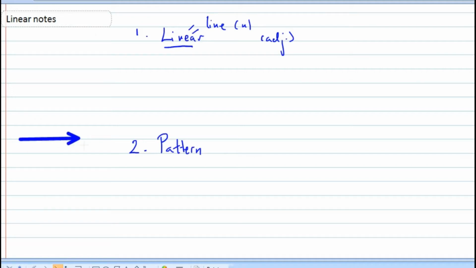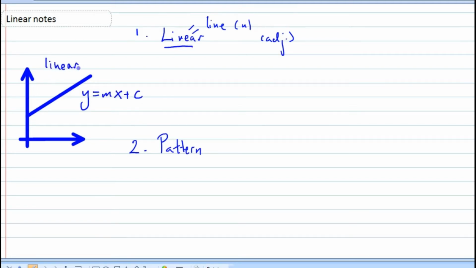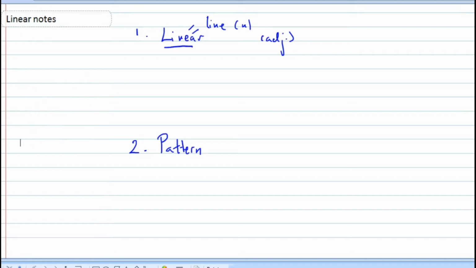And let me just show you here something you're probably familiar with. It's very basic mathematics. So this is a straight line, y equals mx plus c. And this is called a linear equation because it's the equation of a straight line. So why are these called linear notes? Well, the reason is because they have a straight line. As you can see here, the notes go straight down the page. So this is the first feature of linear notes. They go down the page.